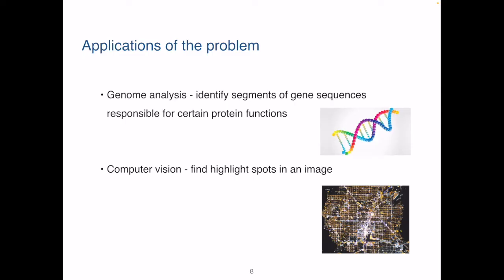In computer vision, the problem can find its application in finding highlight spots in an image. If we treat an image as a sequence of grayscale values, the highlight spots will be subsequences that have the lowest sum. The maximum subarray problem is a search problem with an input array. It seems to fit the divide and conquer paradigm, where we can divide the input array into smaller pieces and apply the same algorithm to them recursively.